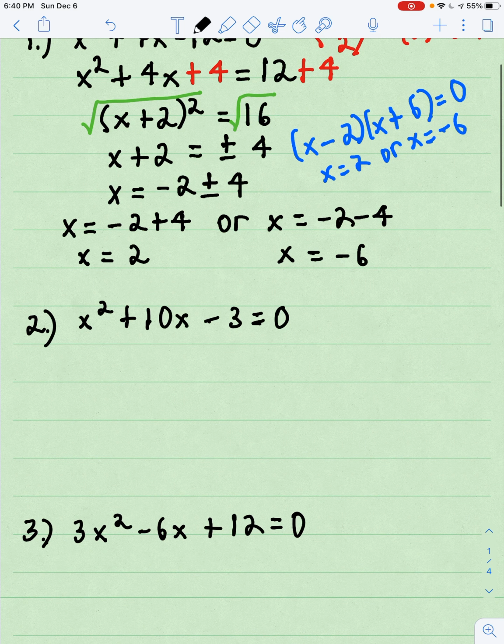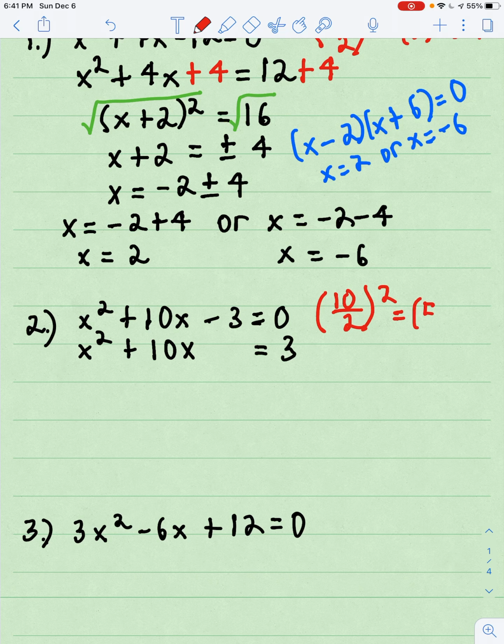Same process. We have our equation x squared plus 10x minus 3 equals 0. It is in standard form. We need to add 3 to both sides to get the constant term on the other side so that we're ready to complete the square. So we are going to take the value of b, which is 10, divide it by 2, which would be 5, and square that result, which is 25. So we're going to add 25 to both sides.